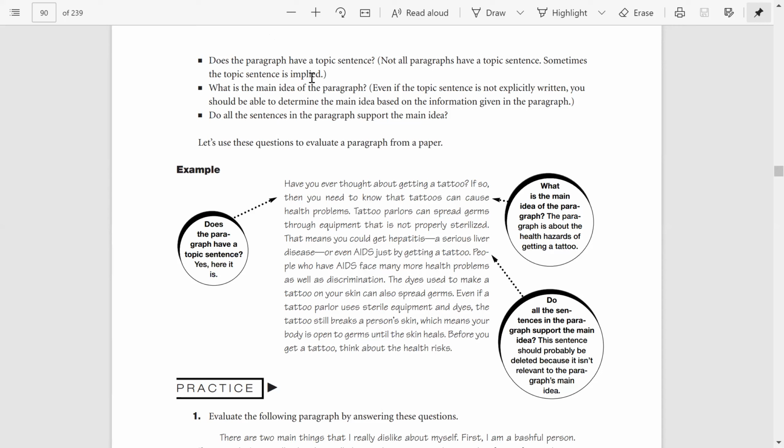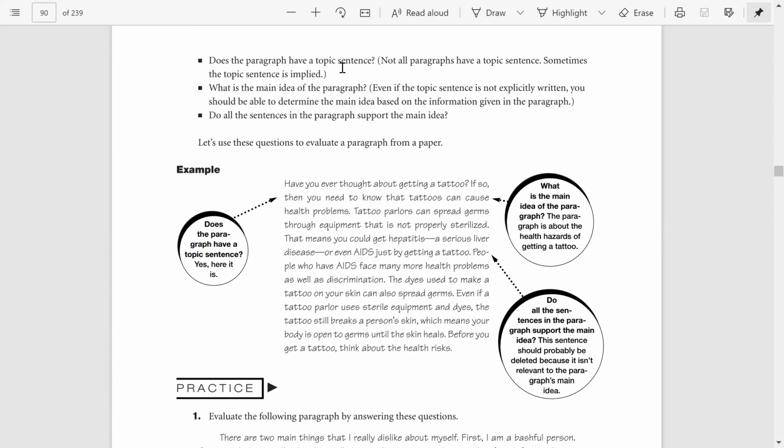First one is, does the paragraph have a topic sentence? Not all paragraphs have a topic sentence. Sometimes the topic sentence is implied. All right. Although it is implied, it gives us the main idea somewhere in the paragraph. But most of the time the paragraphs have an explicit or open topic sentence. Second, what is the main idea of the paragraph?